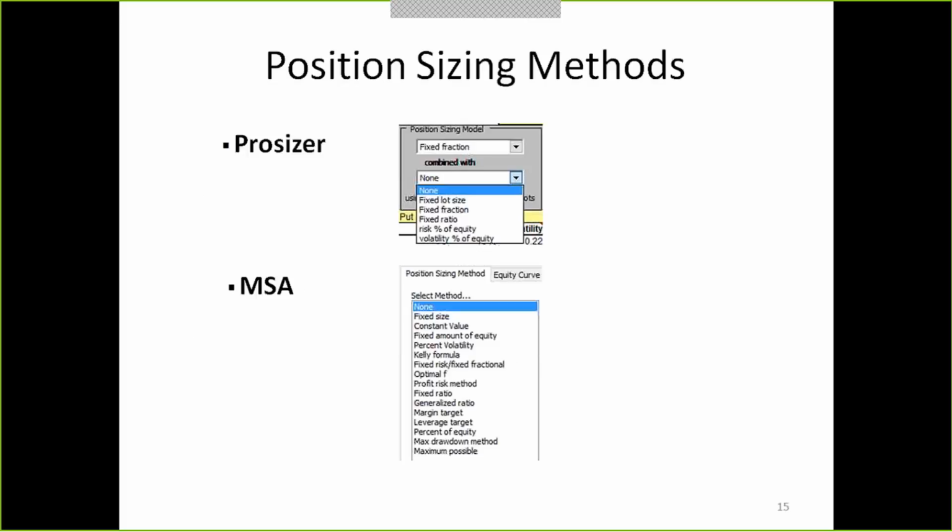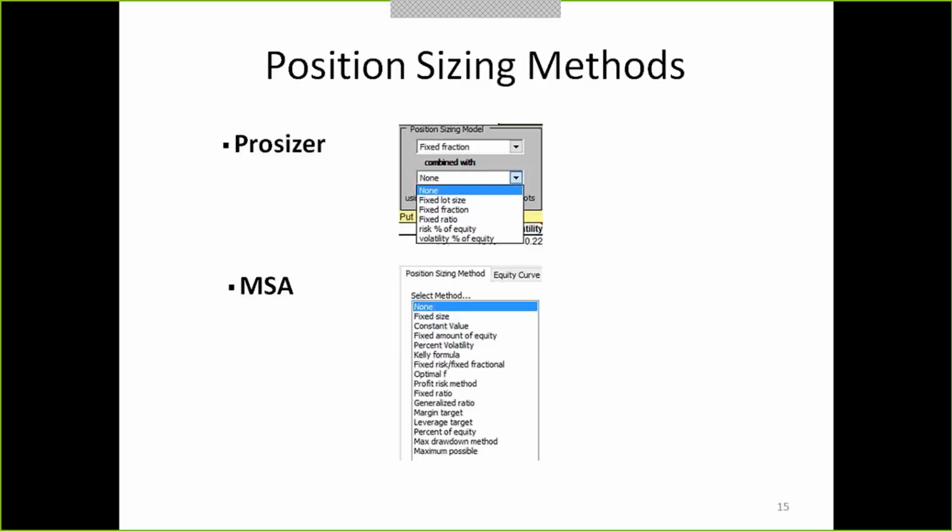Okay. So here are the position sizing methods. First, ProSizer, and you can see ProSizer offers 5 different methods: fixed lot size, fixed fraction, fixed ratio, risk a percent of your equity, volatility percent of equity. Of course, if you download and look into this product, there are explanations for all 5 of those and exactly how they work and what they do.